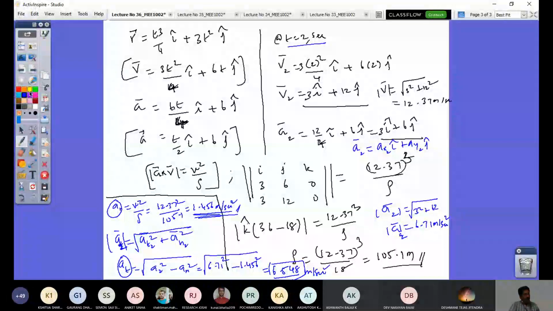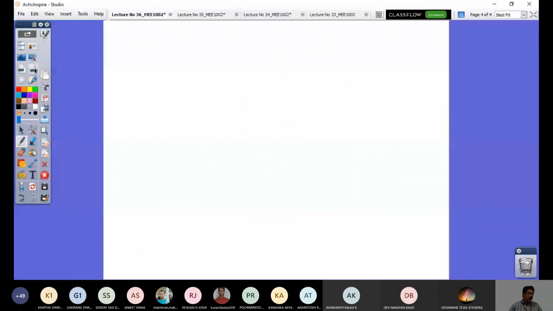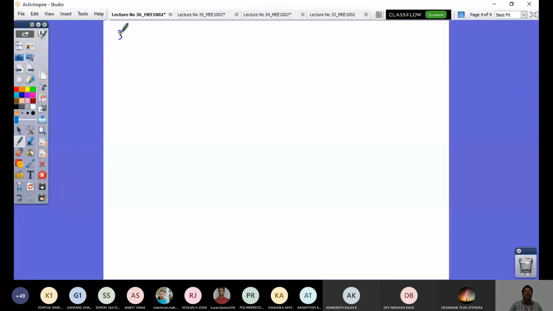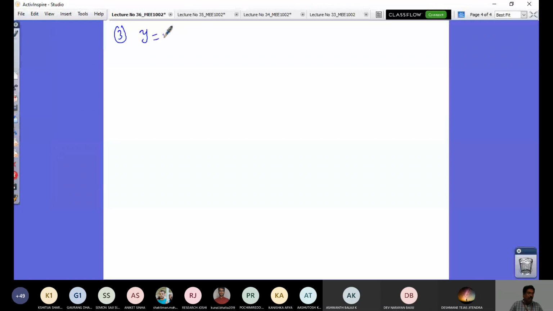So we will take one more problem of this, and then we'll take a special problem, what is called a projectile motion problem. Right? So let me put you on another problem here. The particle moves along a curved path. The path of the particle is given by y equals 0.4 x square. So it's a parabolic path, very straightforward.